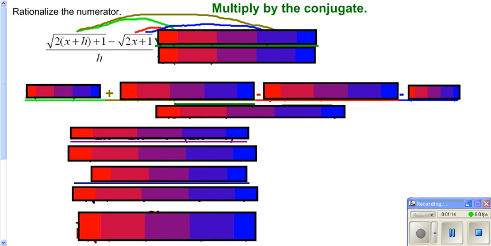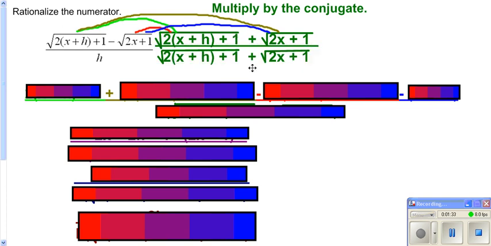So taking a look at this problem here, we want to rationalize the numerator. On the last problem, we multiplied by the conjugate of the bottom because we were trying to rationalize the denominator. Here we're trying to rationalize the numerator, so we'll multiply by the conjugate of the numerator, which is just the same, but with a plus sign in between our roots instead. So then you'd want to FOIL.